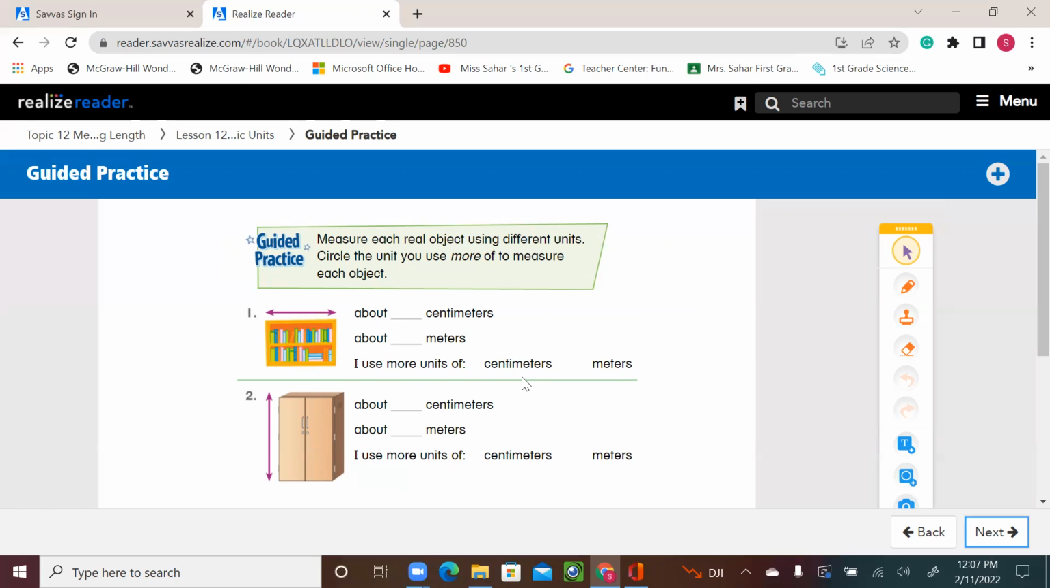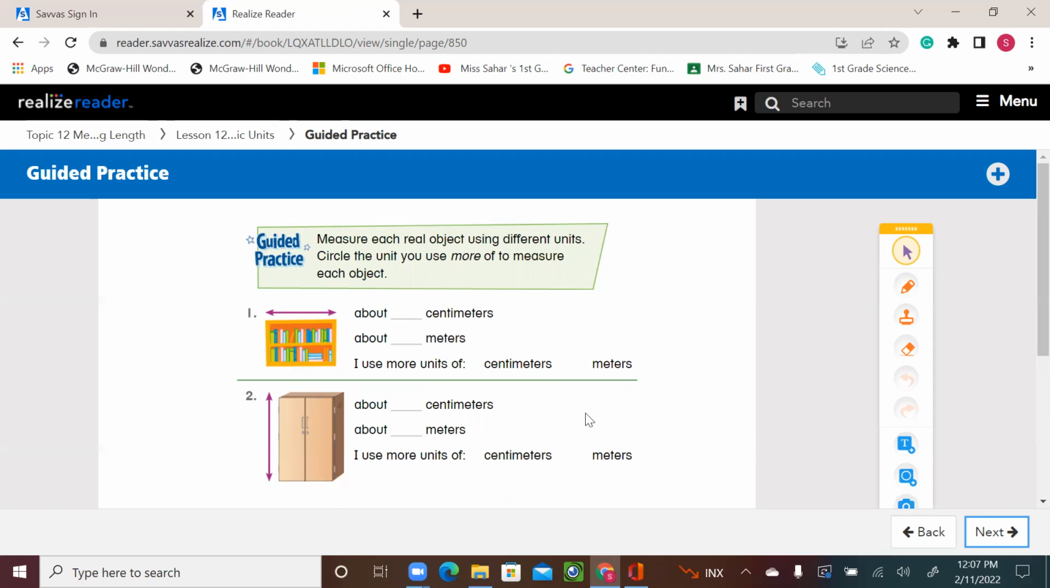So with centimeters, I can measure a part of a paper clip. I can measure a button. I can measure a penny. But for meters, I use it to measure big objects. Over here, it's the same. You see the height of a closet, or a cupboard. If I use centimeters, it will be more than meters, because again, this is a big object, and I know that the centimeter is a small measurement unit.